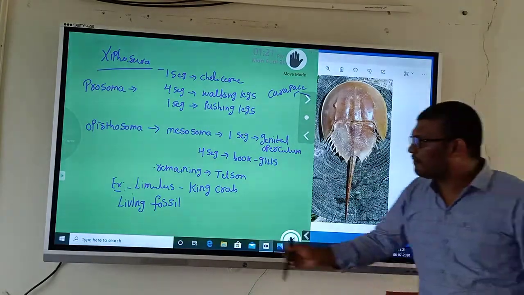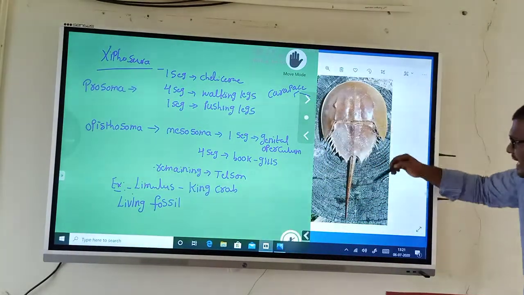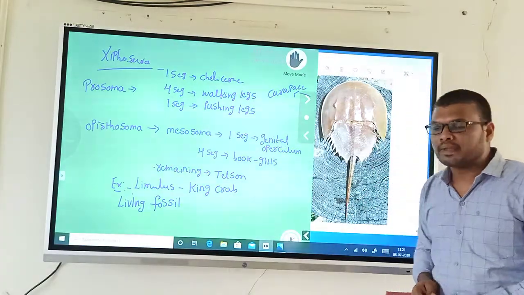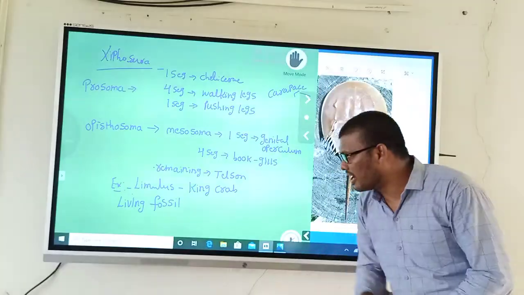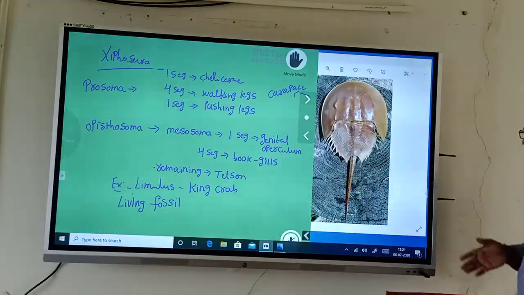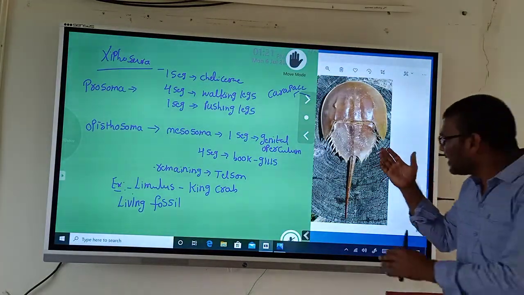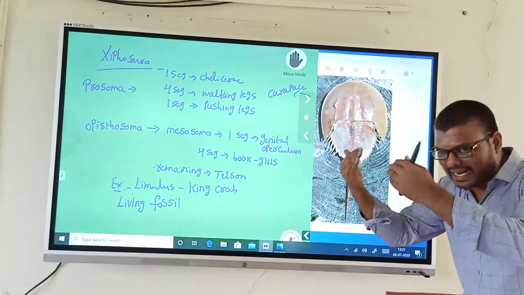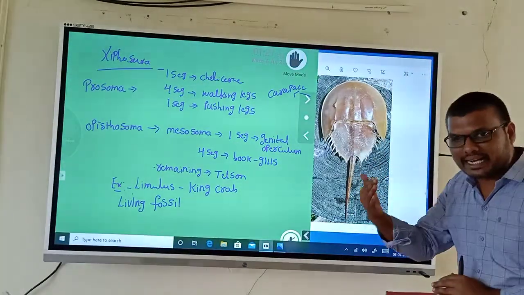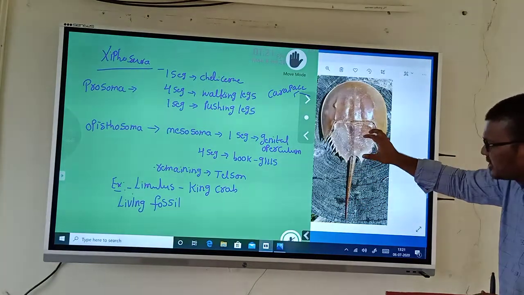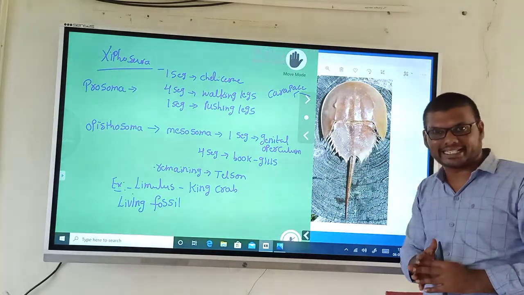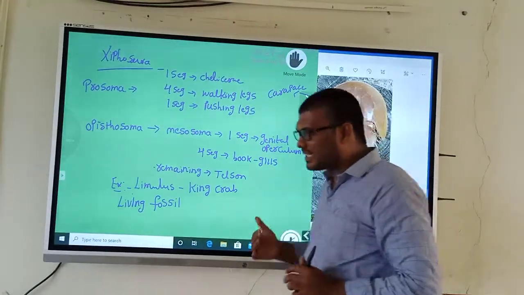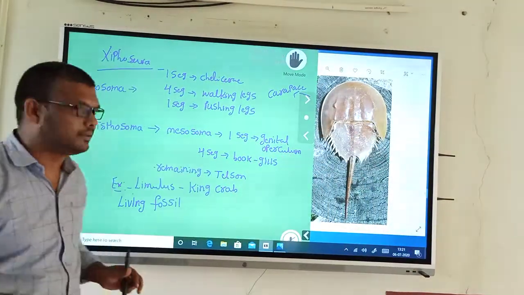The best example for this is Limulus. This is called Limulus. Limulus is commonly called the king crab, and it is also called a living fossil. Why is Limulus called a living fossil? Its previous ancestor organisms already became extinct. After so many generations, it again shows the previous ancestor characters. That's why it is called a living fossil. Now, in the next class, we can go to the Arachnida.